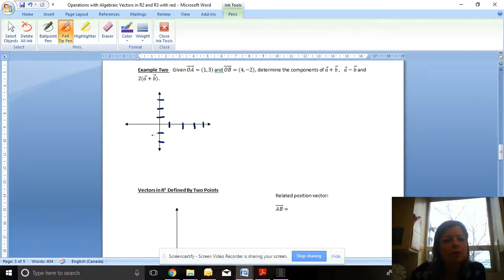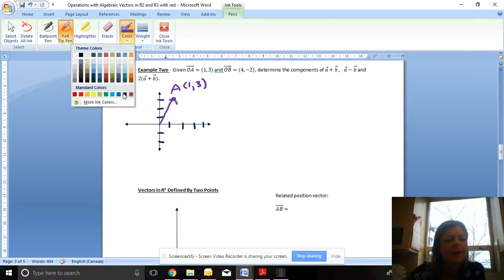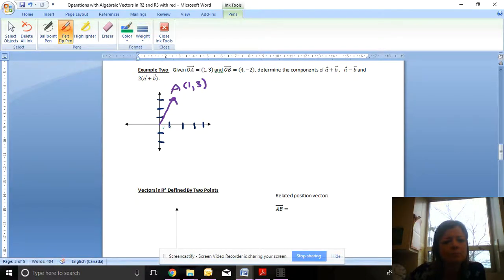Okay, our first vector OA is 1, 3. So you go over 1, up 3. There's A. So here's our vector OA, 1, 3. And then we have our vector OB. So OB is at 1, 2, 3, 4, and then negative 2. So there's OB. Okay, so determine the components of A plus B.